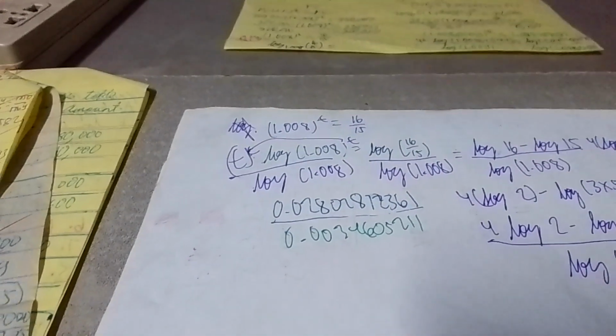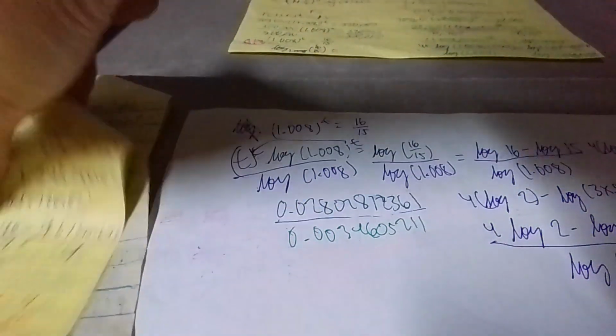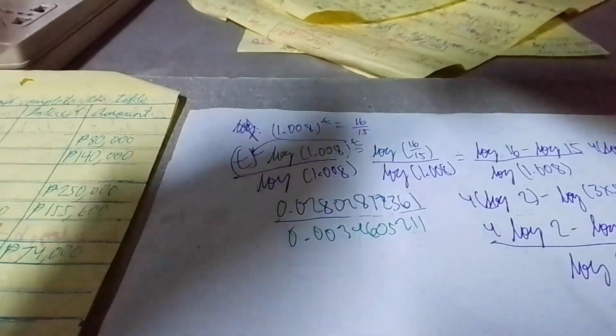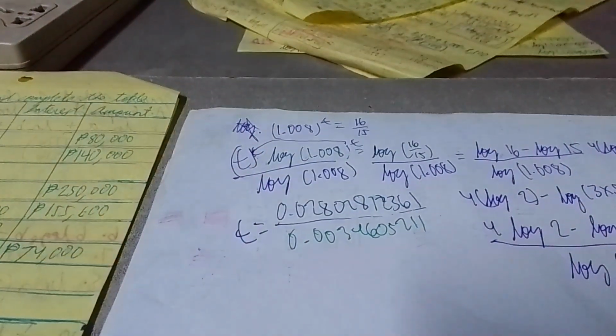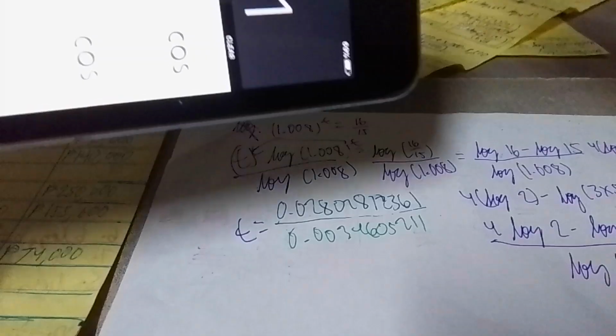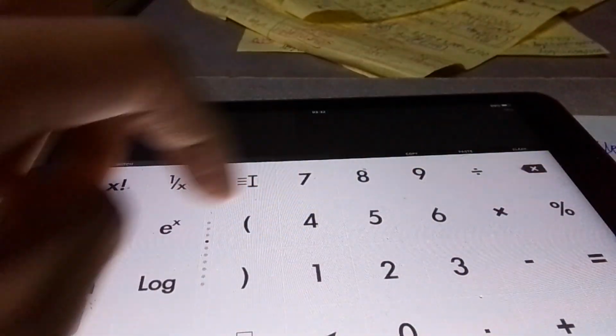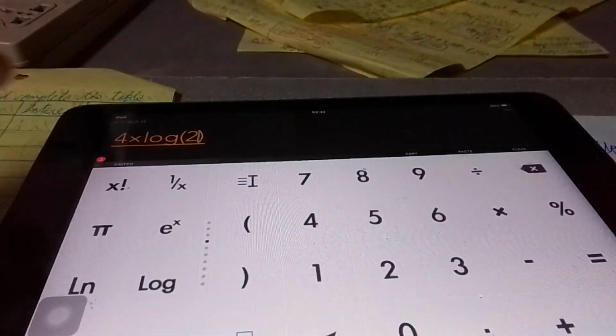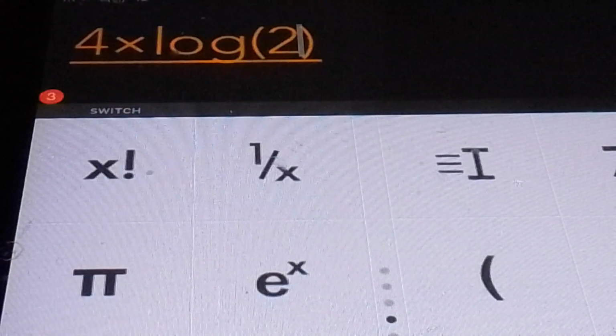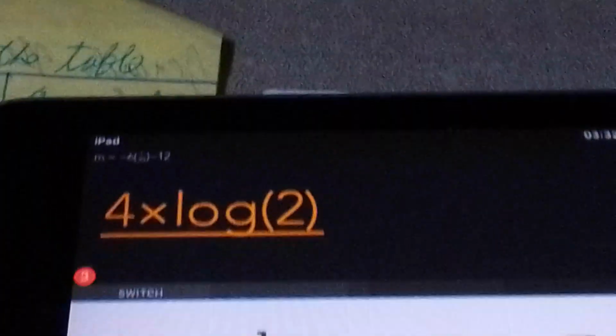Because remember, the value we are looking for is the letter t. So we need to find the value of t, dividing both of these numbers out. If you want to do the shortcut, if you want to do the exact formula, you can just do 4 times log of 2 minus log of 3 minus log of 5, and then on the denominator, we have log of 1.008.